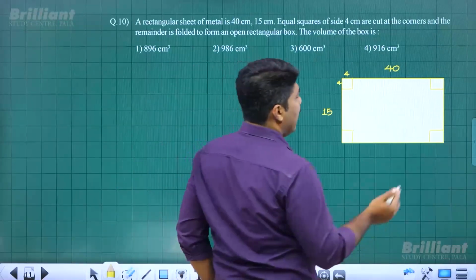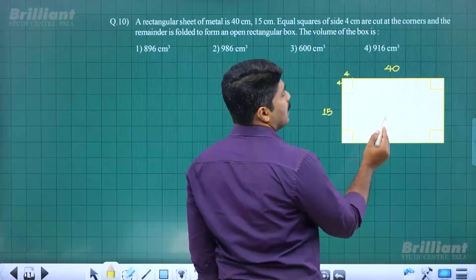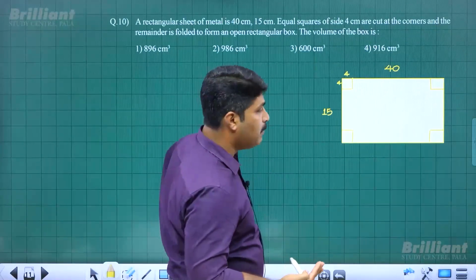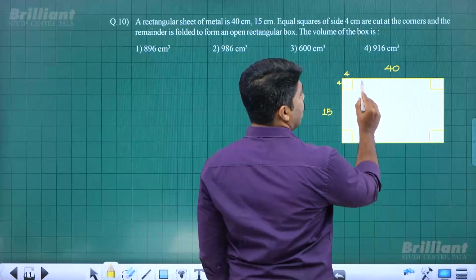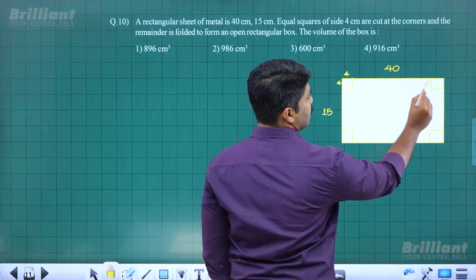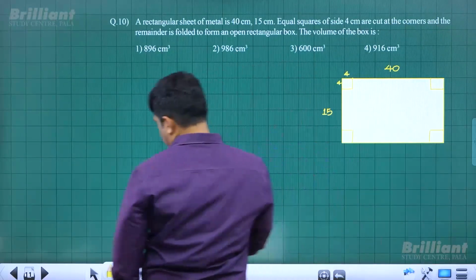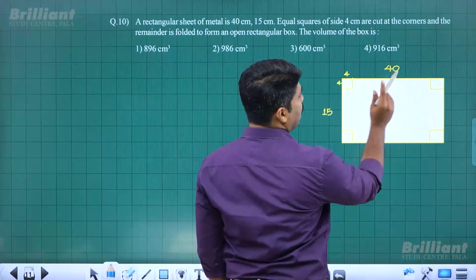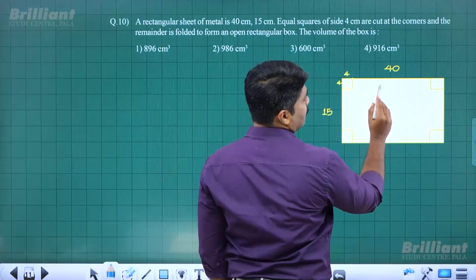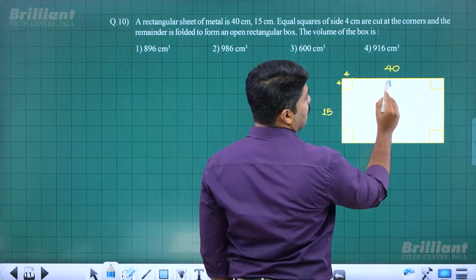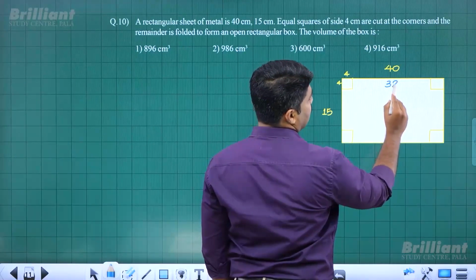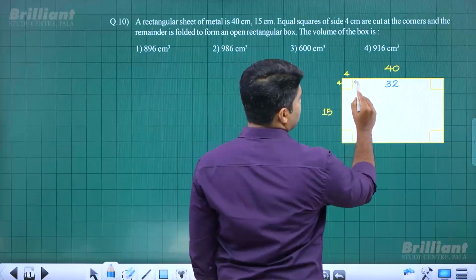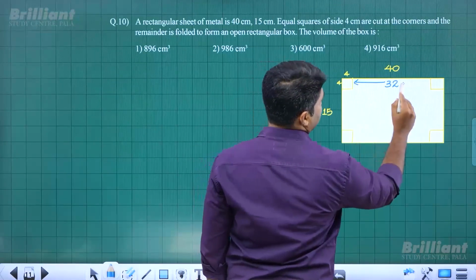So then what will happen whenever we are considering this particular figure, or we are framing that as a cuboid, what is this length? This we have to find. So if you are considering this length, how it will be? So this is 40 minus 4 minus 4. So 40 minus 8, which is equal to 32 centimeter. What about this portion? 32 centimeter means this portion.